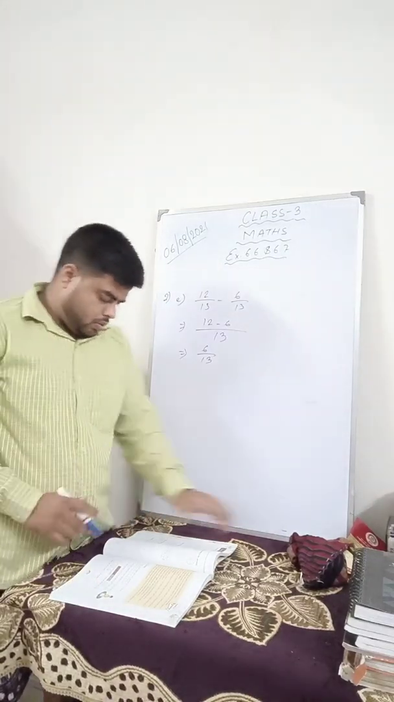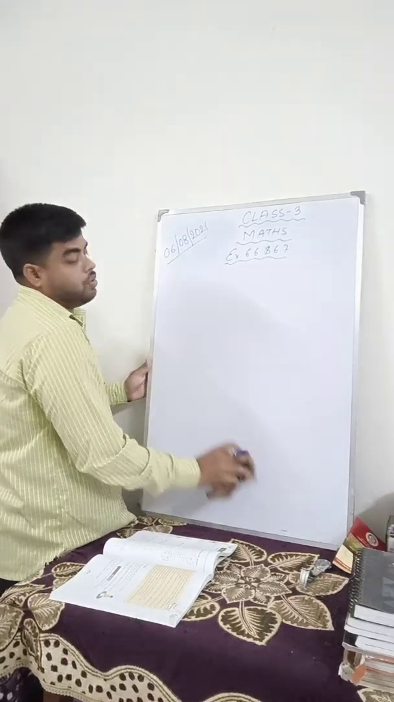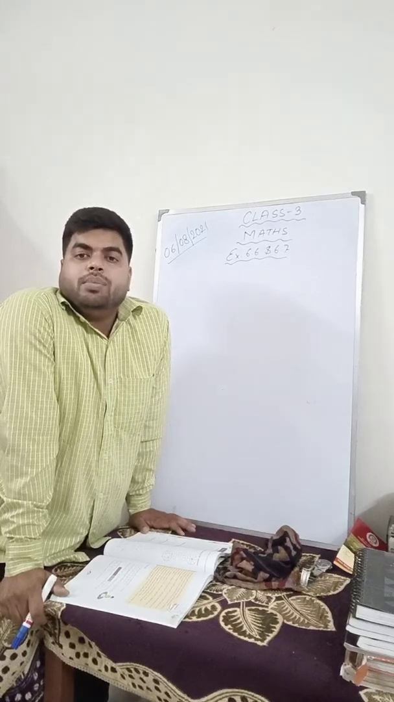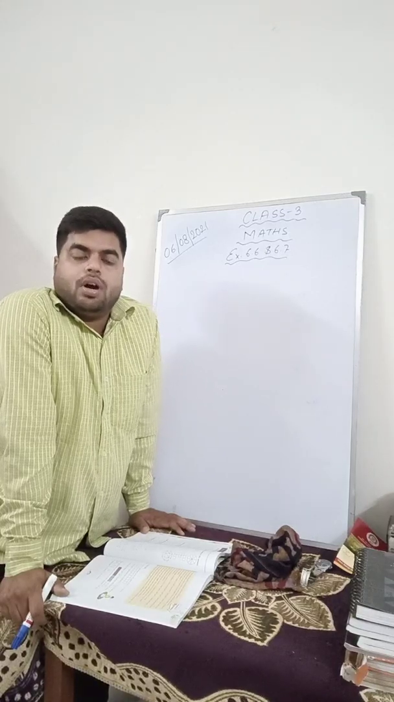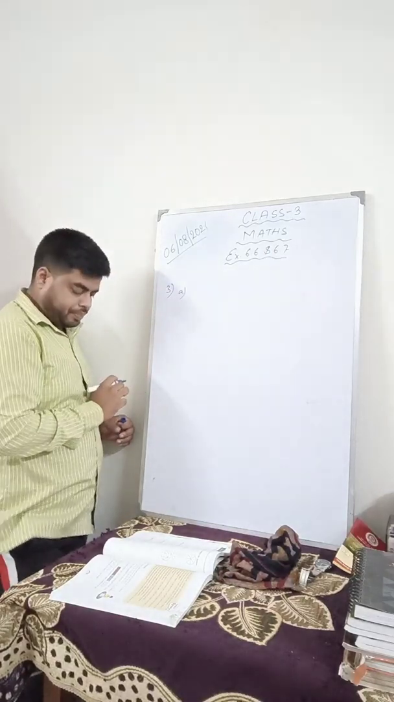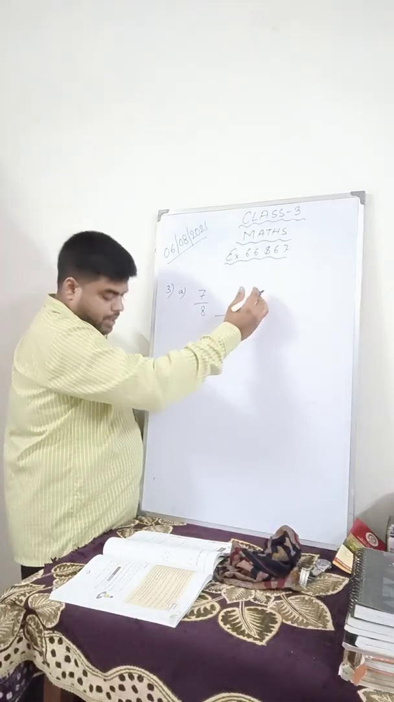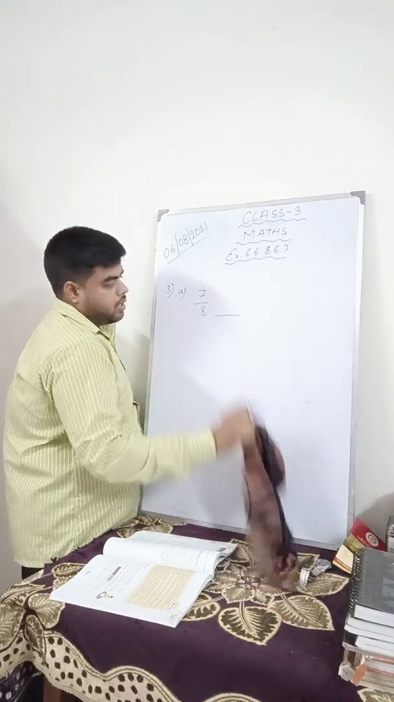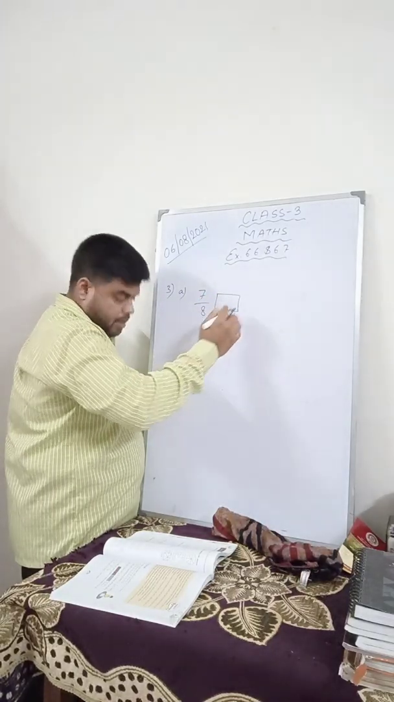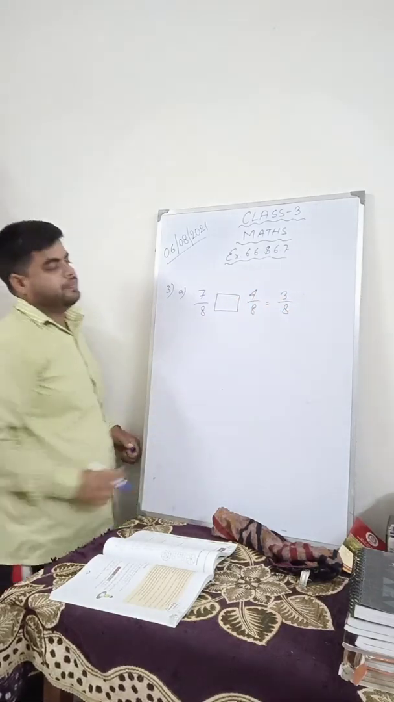Now let us come to question number 3. In question number 3, they have given you the question and the solution. The only thing that is missing is the symbol, either the plus addition symbol or the subtraction symbol. So question number 3A, 7 by 8, then they have given you one box, 4 by 8 is equal to 3 by 8.